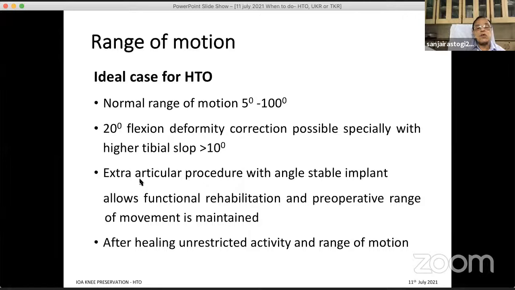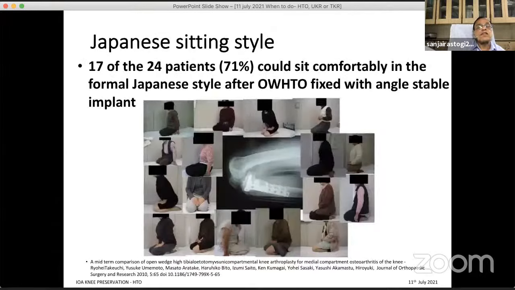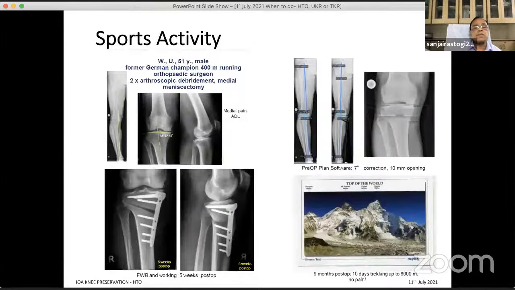It is an extra-articular procedure with angle stable implant, and it allows functional rehabilitation, and pre-operative range of motion is maintained. After healing, unrestricted activity and range of motion is allowed to the patient. This is the example of a Japanese study in which 71 patients were able to sit comfortably in Japanese style after open wedge high tibial osteotomy fixed with angle stable implant.